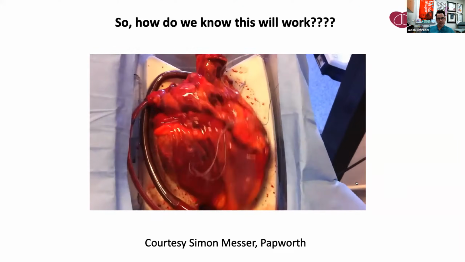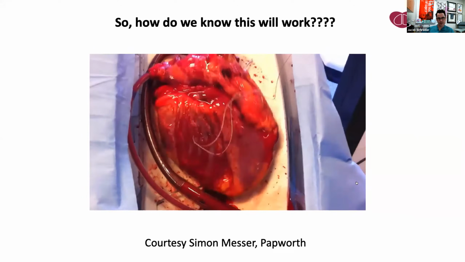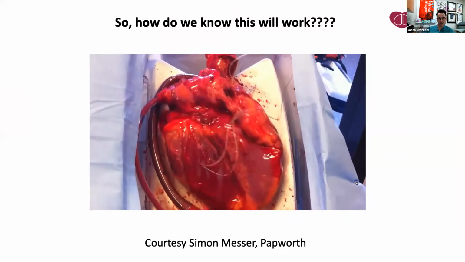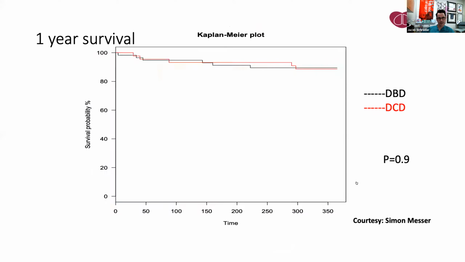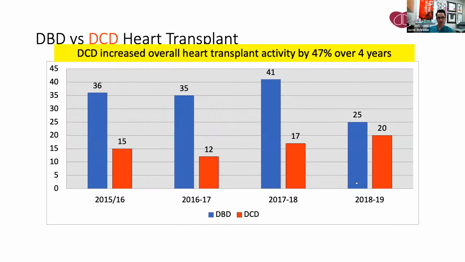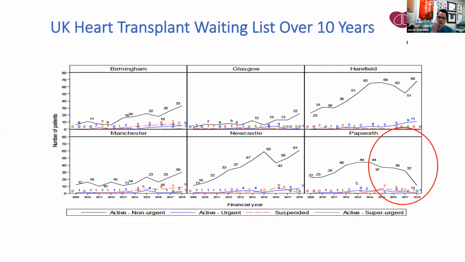So, St. Vincent's has published their research, but the leading center in the world is actually Papworth in Cambridge, England. And I'm going to show you a little bit of their data. Their 1-year survival is the same as their brain dead donor cohort. They've increased their transplant activity by 47% over 4 years. And this is probably the most important part of their data.